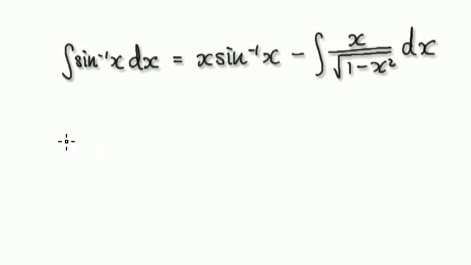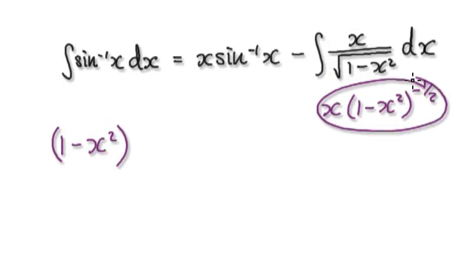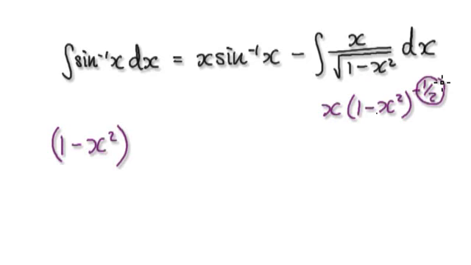If you look at this here, make this your initial guess. Hang on. Imagine this thing here as being x times (1 minus x squared) to the power of minus a half. When you integrate it, it's going to be one notch higher than this. The power is one notch higher, so one notch higher would be a half.